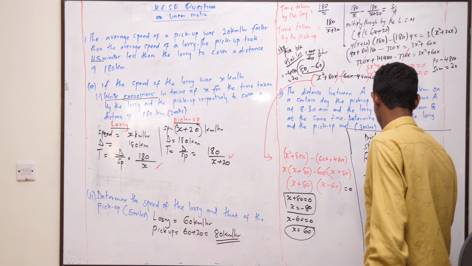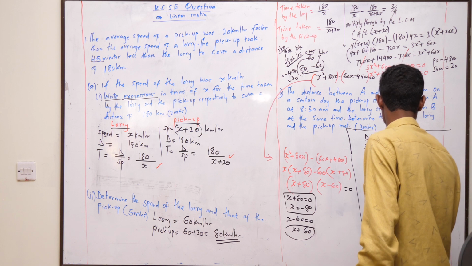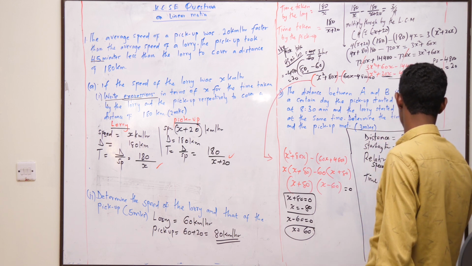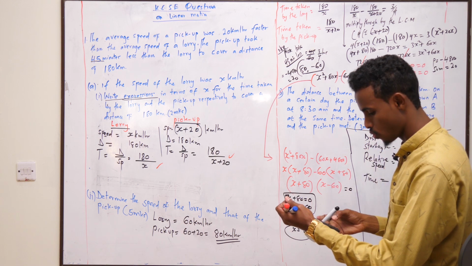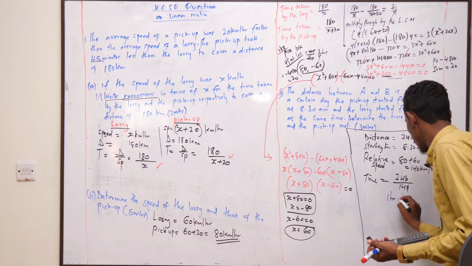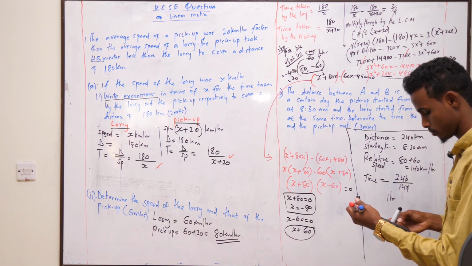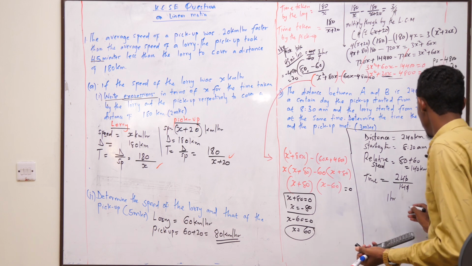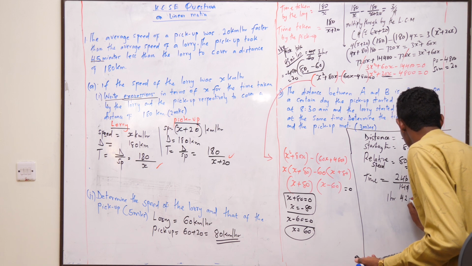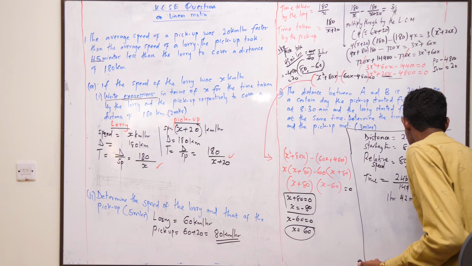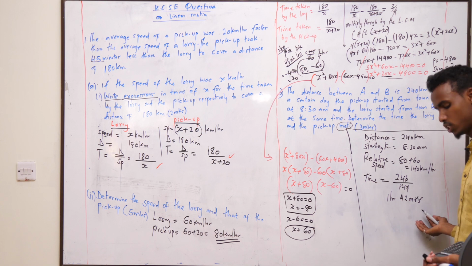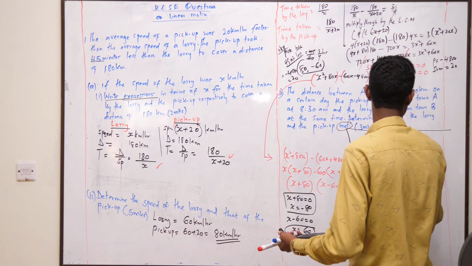Now time is equals to distance, which is 240, out of the relative speed, which is 140. Now it will be 24 divided by 14. Now that is 1 hour 42 minutes. Now, determine the time the lorry and the pickup met. They met after 1 hour 42 minutes and they started the journey at 8:30 a.m.